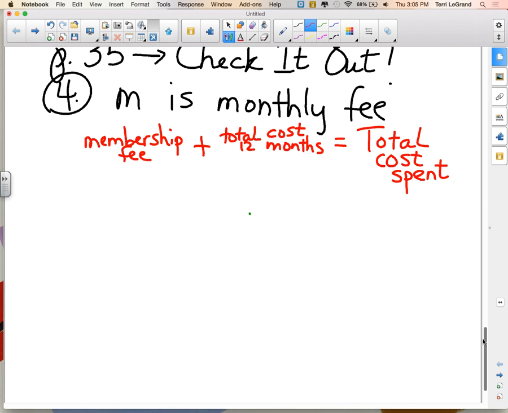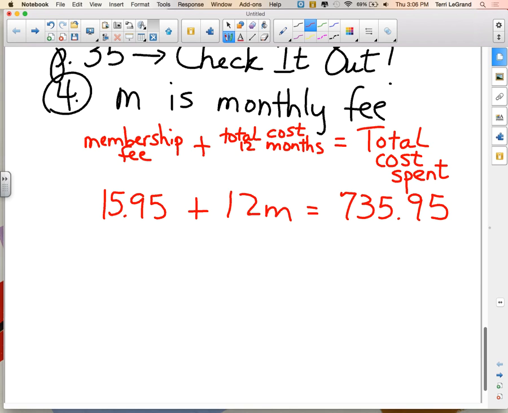Mitchell? $15.95 plus 12M equals $735.95. Yep, and we can leave our labels, by the way, like the dollar sign, on our equation. Does everybody think that'll work? Look something like yours? It's not the only way to write the equation. Anybody else want to share their equation they think would be just as good?